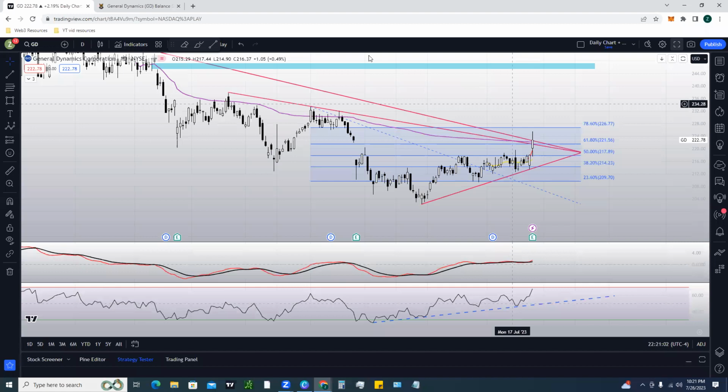A perfect world textbook scenario here would be a break of this next trend line right here. So we would get a break and then a retest of our 61.8% level, and also a retest of the trend line here. So perfect breakout retest, get through this 226 level, and then get that 100% retracement, at which point we would be evaluating the stock.